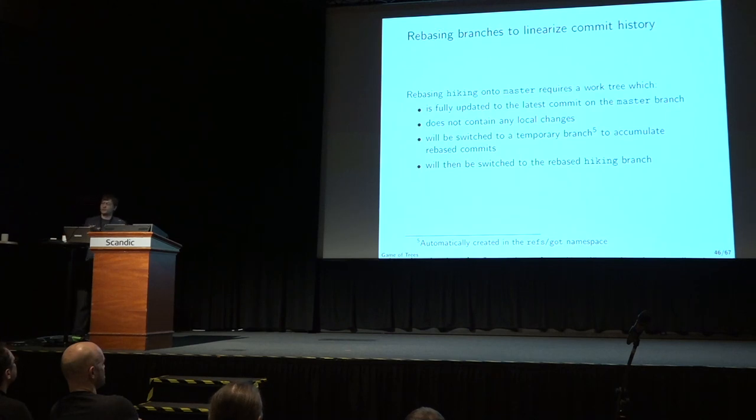Then Game of Trees will internally switch this work tree to a temporary branch and apply the commits that you've made before on top of the new base. And once all that is done and has succeeded, it will take this temporary branch and this one becomes the new hiking branch. And the old hiking branch basically just sits there in the repository and can be garbage collected at some point, which is not yet implemented. So you could run git gc or something like this to really delete it. But it's not really important.